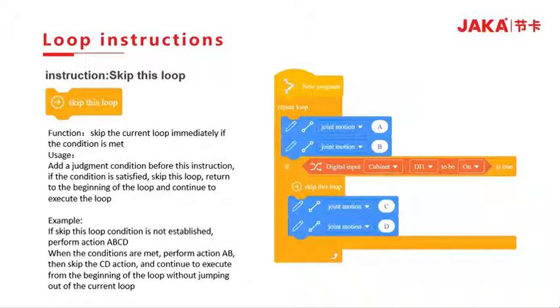Skip this cycle. This function, when a specific condition is met, terminates the current iteration of the loop closest to this instruction. Add a judgment condition before this instruction. If the condition is satisfied, skip this loop and return to the beginning of the loop to continue executing the loop. As shown in the example on the right, the action A, B, C, D is executed in a loop. If the condition of skipping this loop is established, the action A, B is executed in the loop, and then the action C, D is skipped.